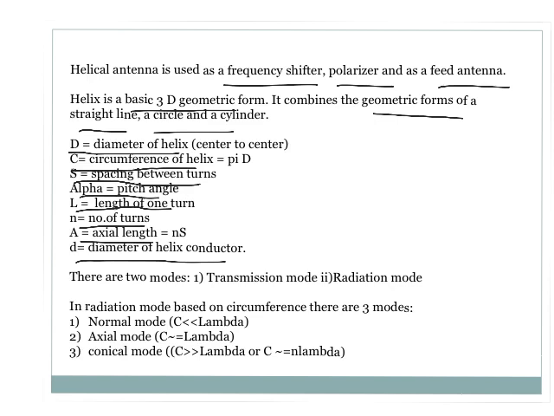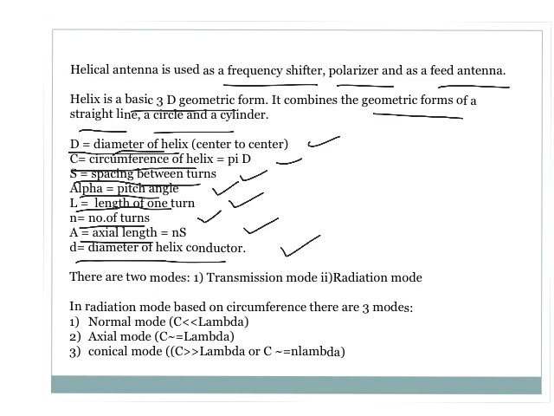The helix is a basic 3D geometric form that combines a straight line, a circle and a cylinder. Accordingly, the dimensions are: D is the diameter of the helix, C is the circumference of the helix, S is the spacing between the turns, alpha is the pitch angle, L is the length of one turn, N is the number of turns, A is the axial length, and d is the diameter of the helix conductor.